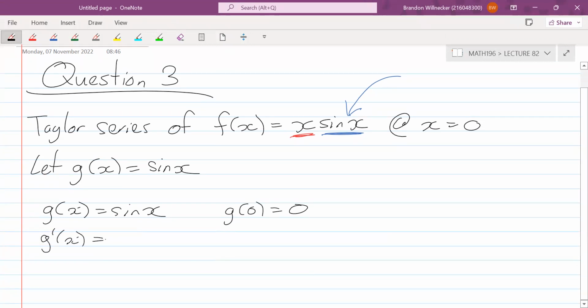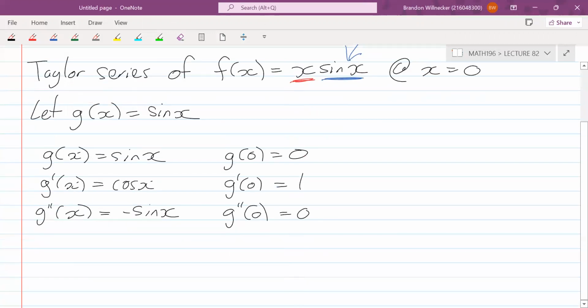g prime is going to be cos x. So g prime at 0 is going to be 1. g double prime at x, that's going to be minus sine x. And if we evaluate that at 0, we get 0. Okay, so you might be seeing the pattern so far. Let's do one more. g triple prime at x is going to be minus cos x. So g triple prime at 0 is going to be minus 1.